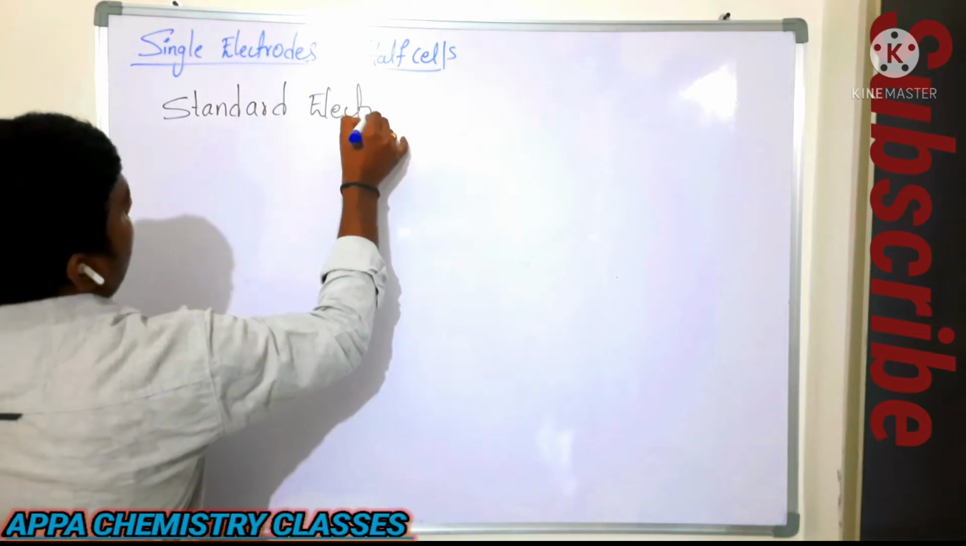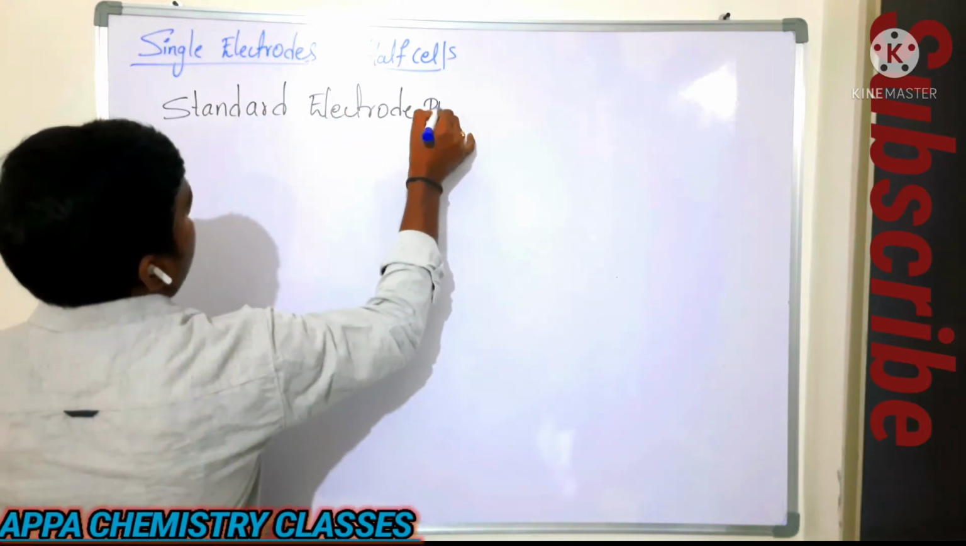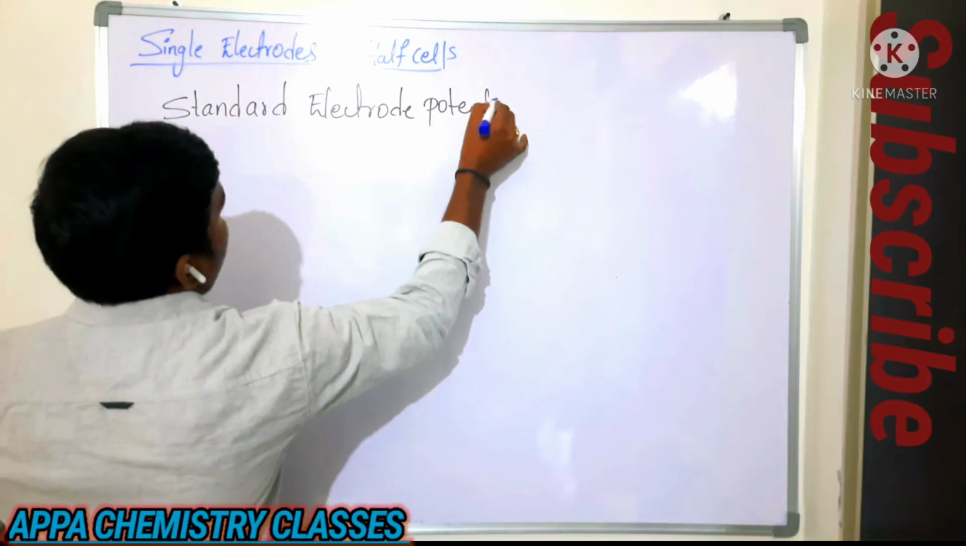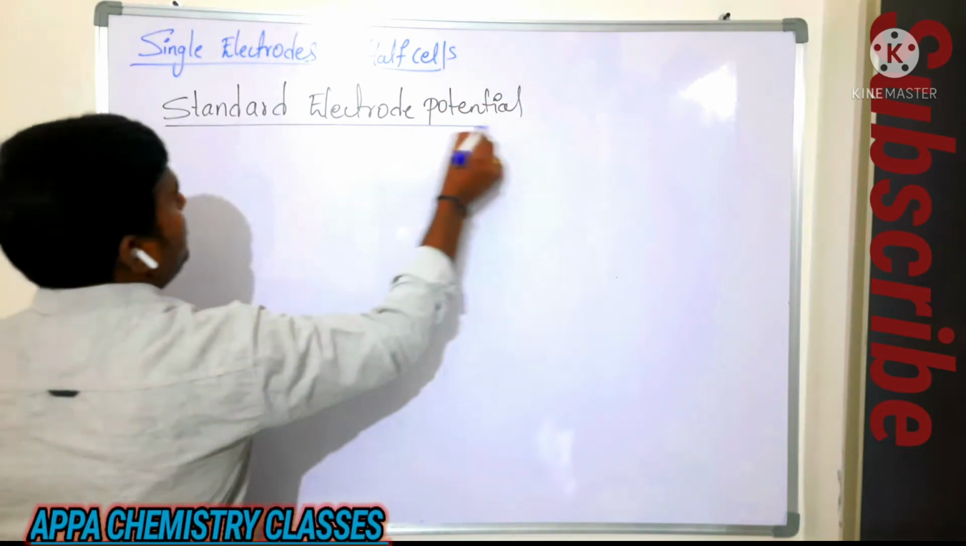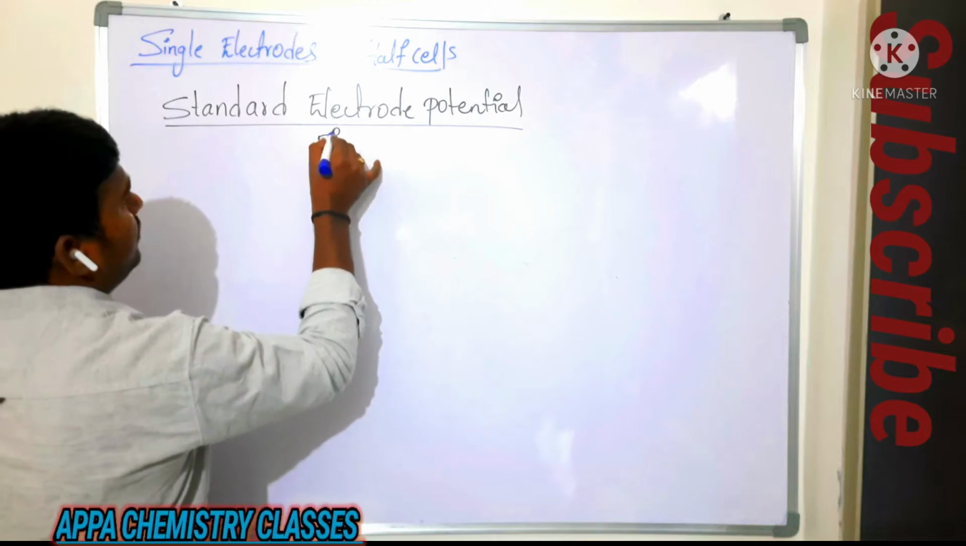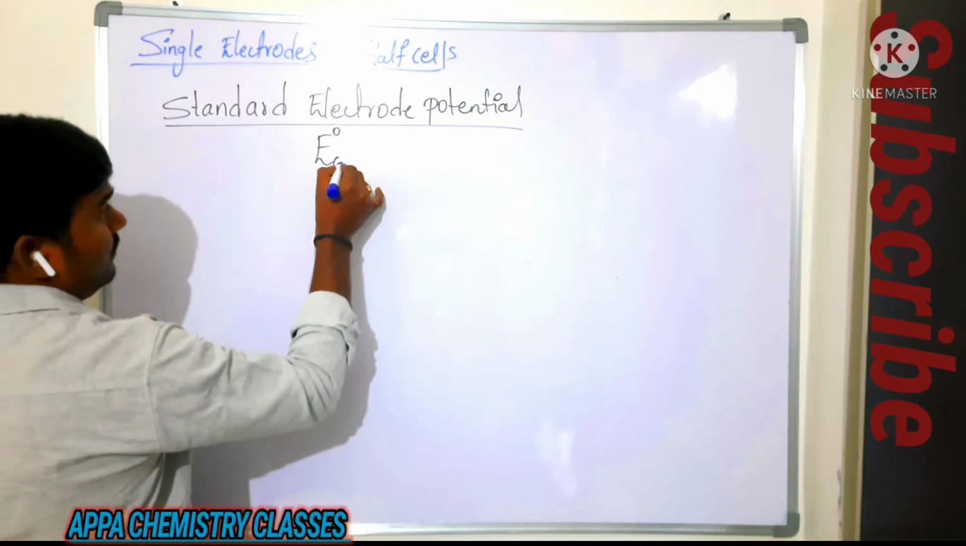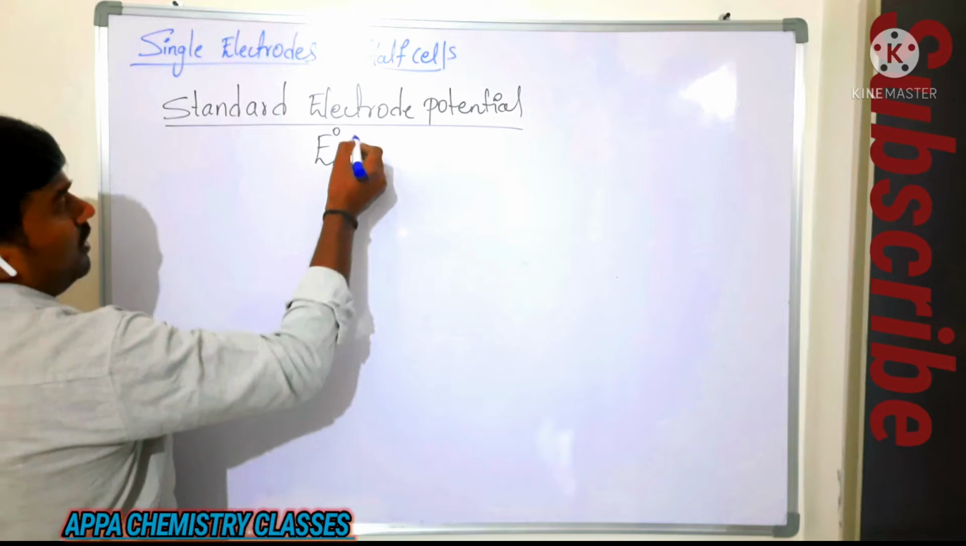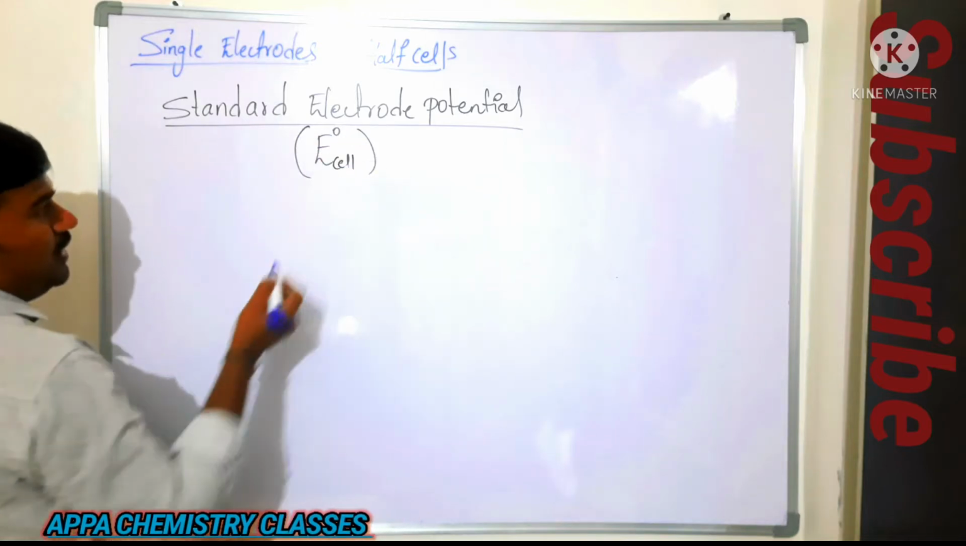Standard electrode potential. What is meant by standard electrode potential? The standard electrode potential is represented with E naught. So E naught of cell is the standard electrode potential of a cell, represented with E naught cell.